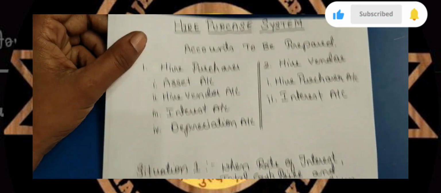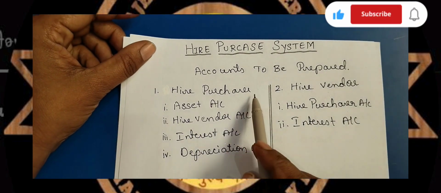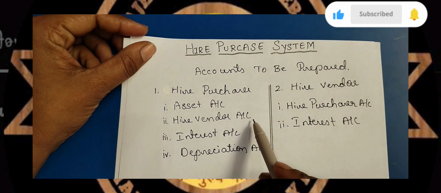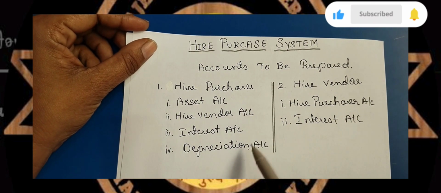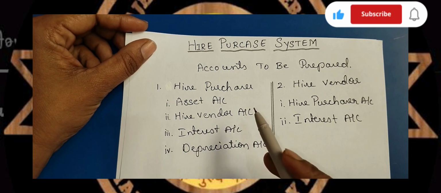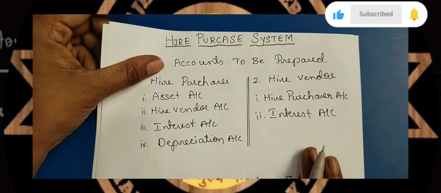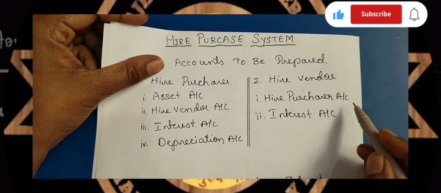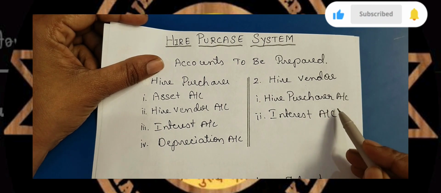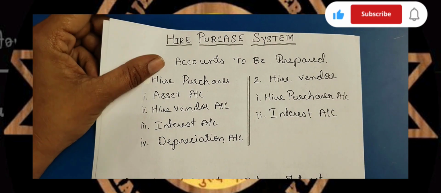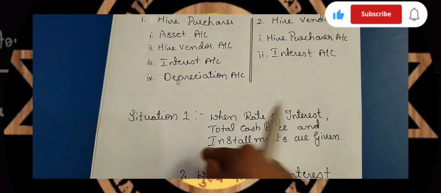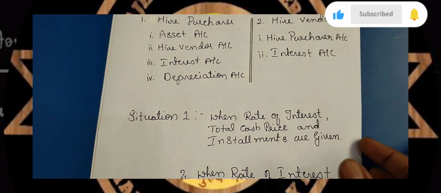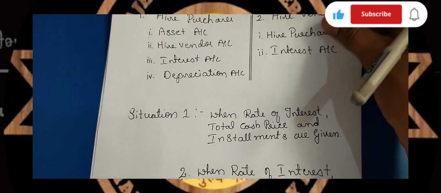Here, under the hire purchaser, you are preparing the asset account, hire vendor account, interest account and depreciation account. These are the four ledger accounts you are preparing under the hire purchaser. And for the hire vendor, you are preparing only two books, that is the hire purchaser account and the interest account. Now let us understand how to calculate the total interest amount under the first situation in this video.